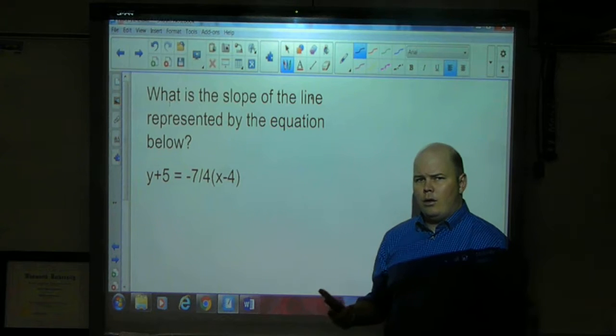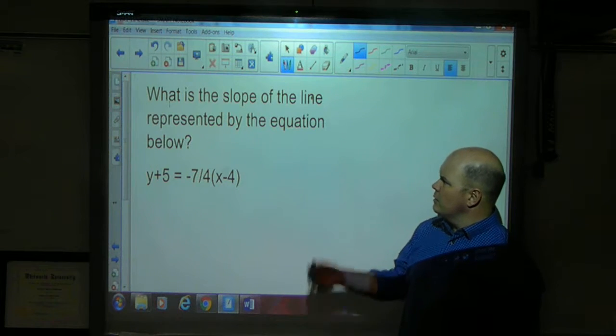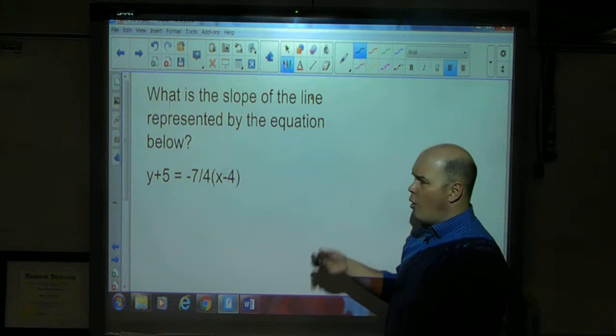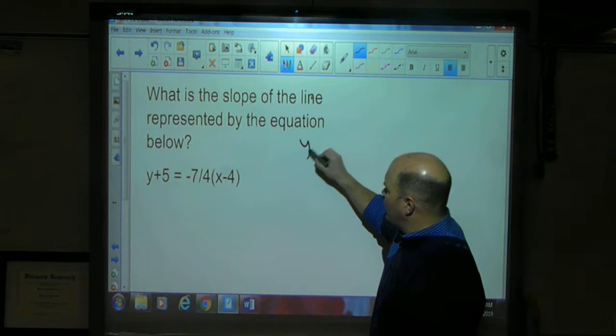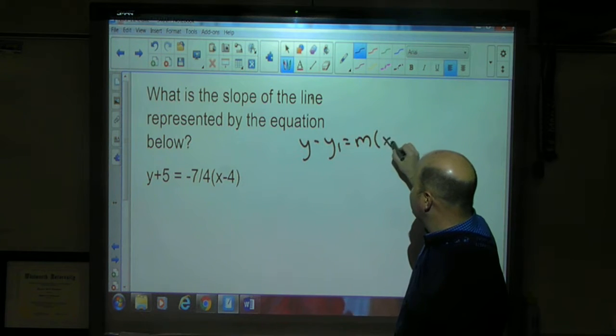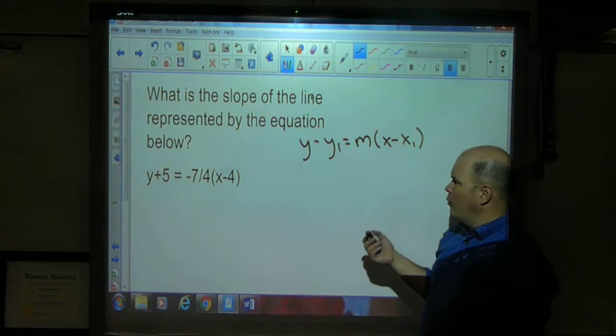Okay, so the next part of the test kind of took your knowledge of the point slope form and pushed it a little bit further. So it's like, what is the slope of the line represented by this equation? Well, to do that, you need to know all the pieces of your point slope format, which is y minus y1 equals m times x minus x1.